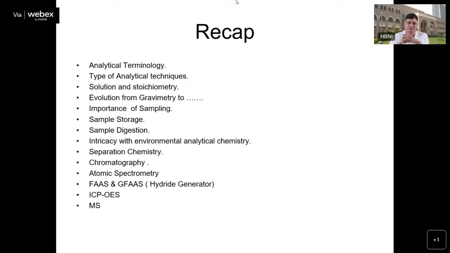Then we discussed separation chemistry. Separation chemistry covers solvent extraction, ion exchange, and then we discussed chromatography. So various kinds of chromatography are there, and in this we had given the test on gas chromatography and HPLC, and we have seen that based on the stationary and mobile phase, which are the two most important terms, one can distinguish the various chromatographies.